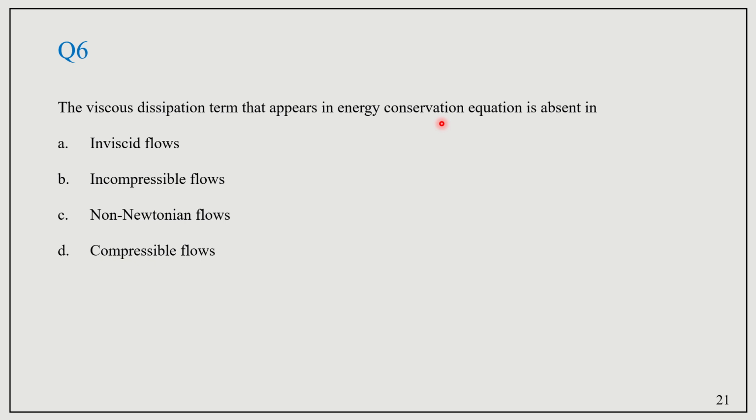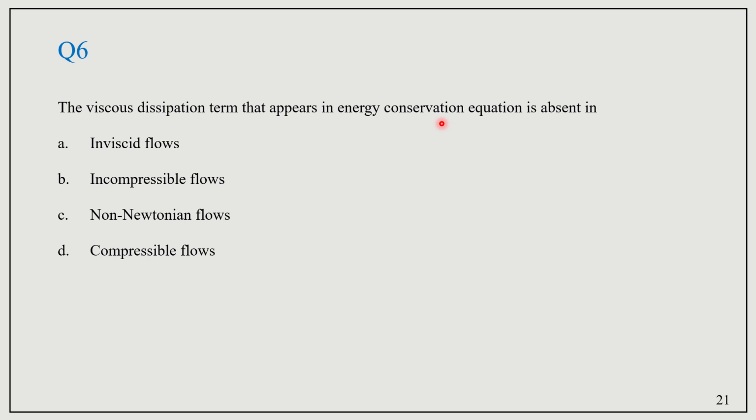Option A, inviscid flows. Option B, incompressible flows. Option C, non-Newtonian flows. Option D, compressible flows. So inviscid flow is a simplification or idealization of the fluid flows, wherein viscosity effects are not considered at all, and incompressible flows where density doesn't change, and non-Newtonian flows is that fluid doesn't obey Newton's law of viscosity.